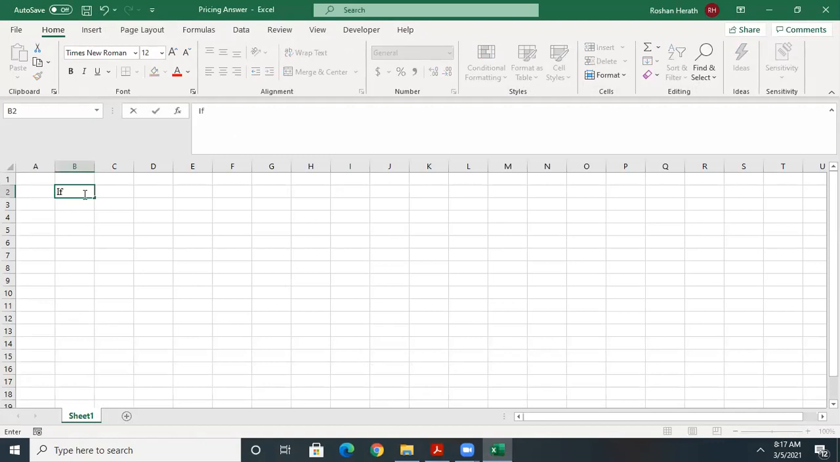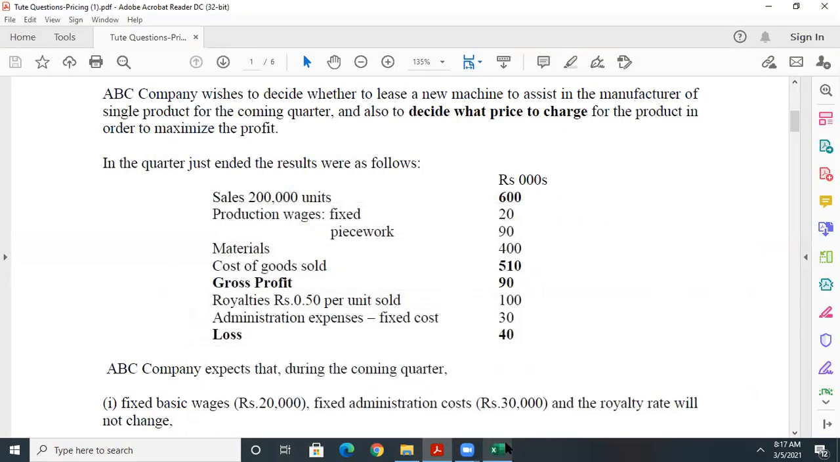So let's take if the company leases this new machine. Okay, let's look at what would have been the cost information. Still no impact on the sales price, so we need to assume a particular level, and then we can compare it with the existing situation.